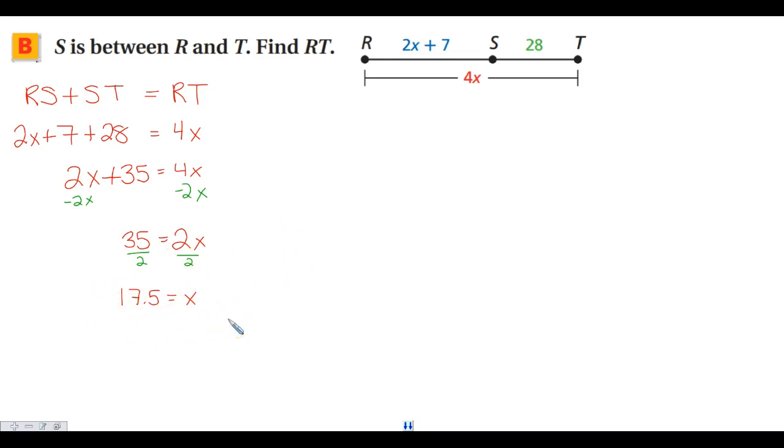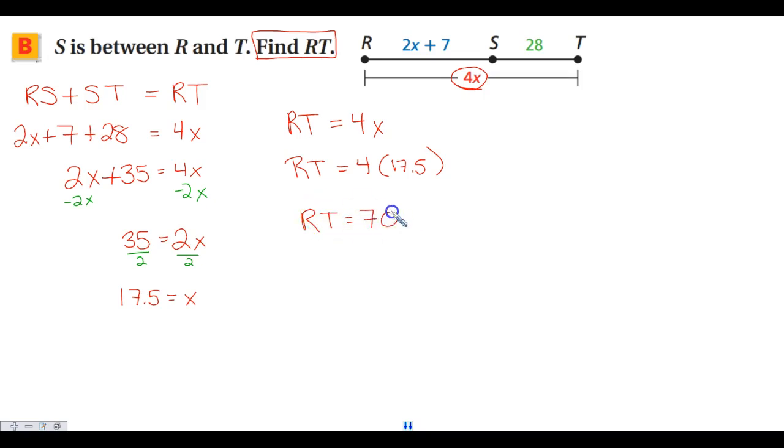So if we look at step 3, it says reread the question and did you answer it? Okay, so did we find the length of segment RT? Okay, we did not. We found the value of x. So now we need to do step 4, which is to find RT. So RT, if we notice, was a length of 4x. So I'm going to have RT equals 4x. Well, we just found that x is 17.5. So I'm going to do 4 times 17.5. And now I know that RT has a length of 70.